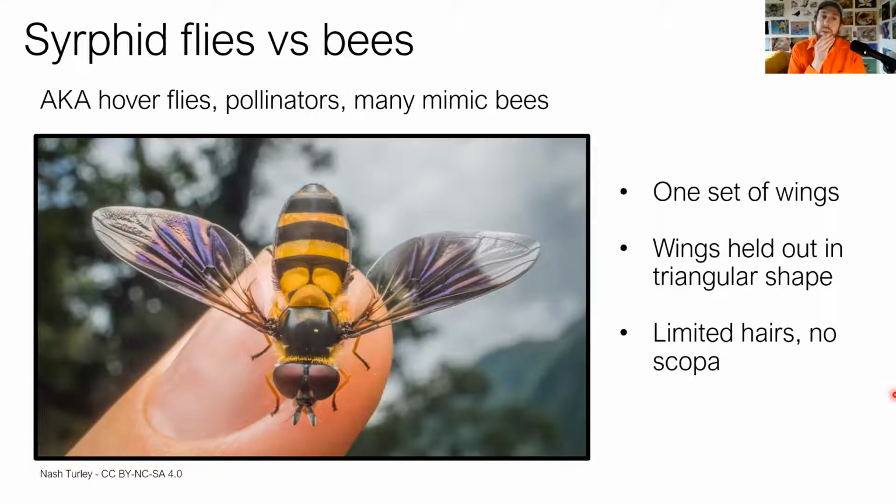And although syrphid flies can have pollen all over them, they're not gathering pollen. They're just drinking nectar, and they don't have specialized hairs for carrying pollen. They do not have a scopa. But they can be kind of hairy, and I think this one even might have pollen on there. They can be kind of covered in pollen, but they don't have that big cluster of hairs for gathering pollen.